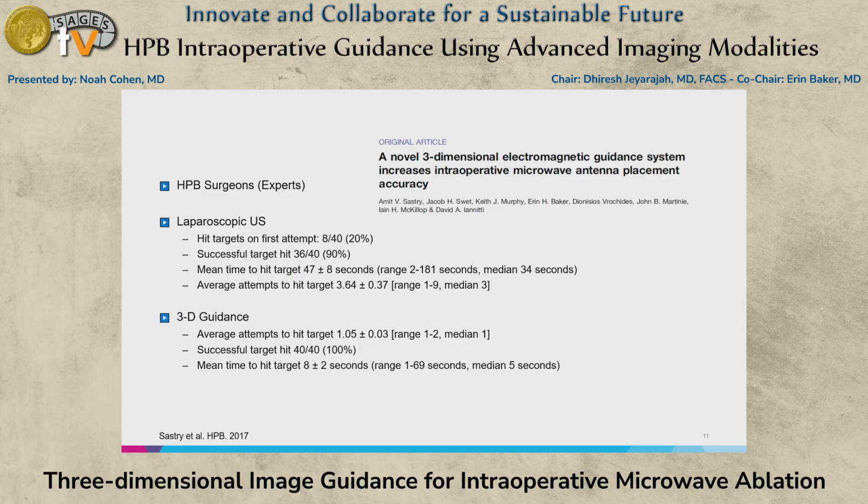I don't know about everybody else out in the audience, but these are also people who do probably more lap ablation than anyone else in the country. And then the average attempts to hit the target, it took them a median of 3 times. With 3D guidance, though, average attempts to hit the target was 1. Successful target hit, they were 40 for 40, and it took them a median of 5 seconds, a mean of 8 seconds. So that's really, really fast targeting.